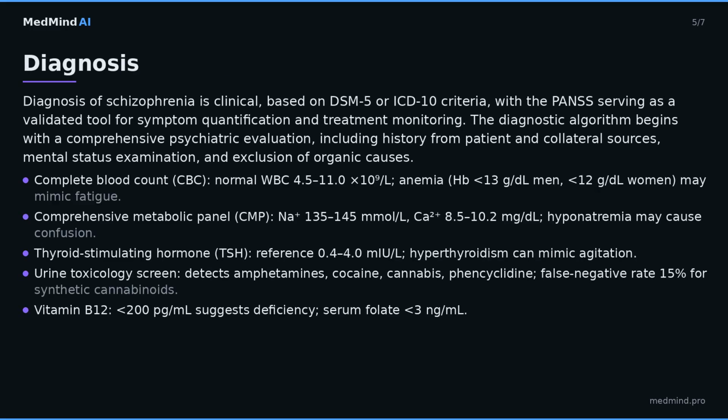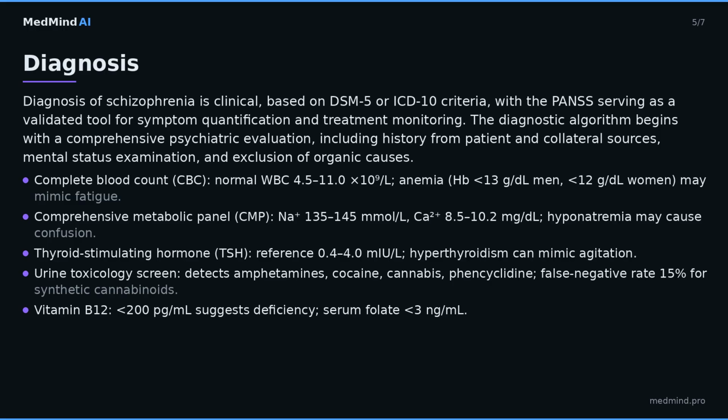Diagnosis. Diagnosis of schizophrenia is clinical, based on DSM-5 or ICD-10 criteria, with the PANSS serving as a validated tool for symptom quantification and treatment monitoring. The diagnostic algorithm begins with a comprehensive psychiatric evaluation, including history from patient and collateral sources, mental status examination, and exclusion of organic causes. Laboratory workup is essential to rule out secondary psychosis.